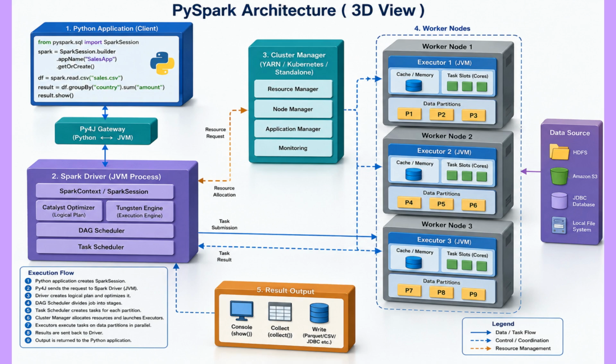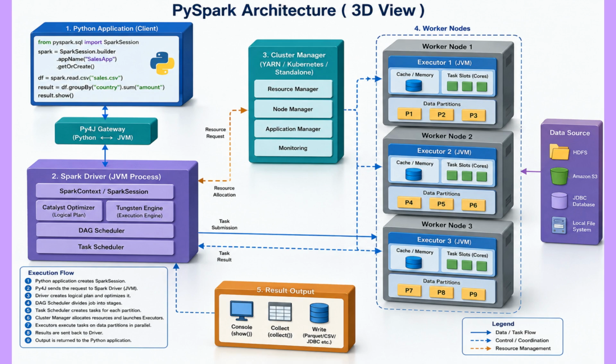Reading data from data sources. Spark can read data from various sources. These include Hadoop Distributed File System, Amazon S3, relational databases through JDBC, cloud storage systems, and local file systems. When data is loaded, Spark automatically creates partitions and distributes them across executors. Each executor reads and processes its assigned partitions independently.